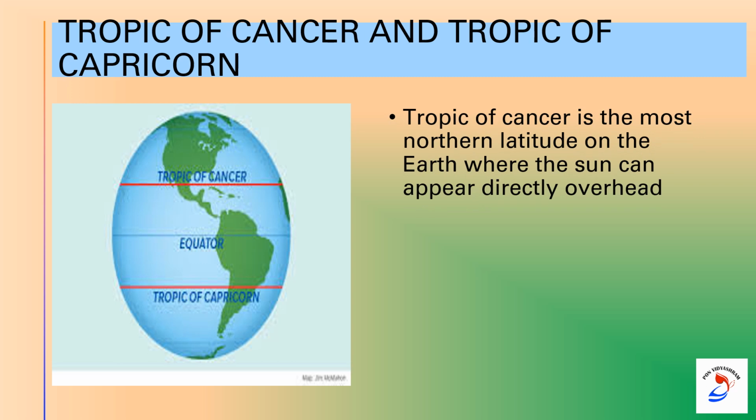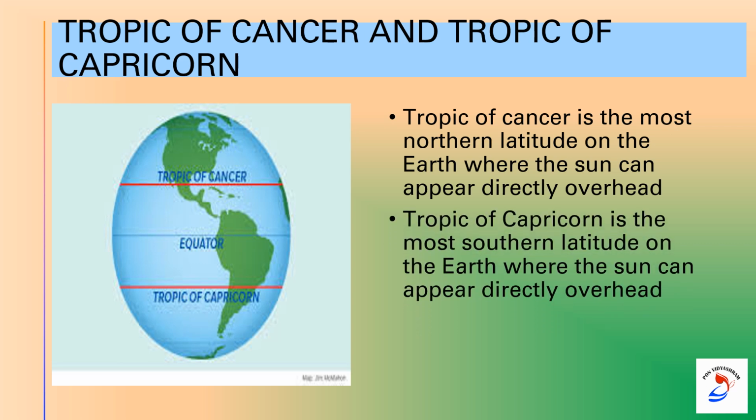Tropic of Cancer is the most northern latitude on the earth where the sun can appear directly overhead. Places which lie in the Tropic of Cancer receive the sunlight directly overhead. In the same way, places which lie in the Tropic of Capricorn also receive the sunlight directly overhead. The Tropic of Capricorn is the most southern latitude, and the Tropic of Cancer is the most northern latitude. Both are latitudes. Just keep it in mind, because in the next videos we are going to learn about this. These are the places which cause the equinox and solstice.